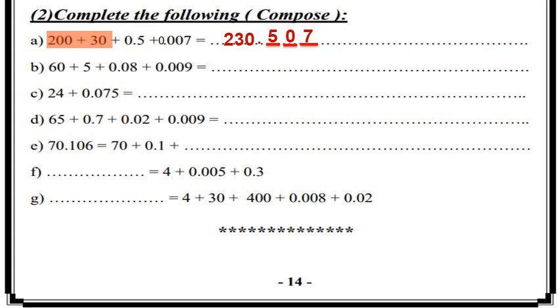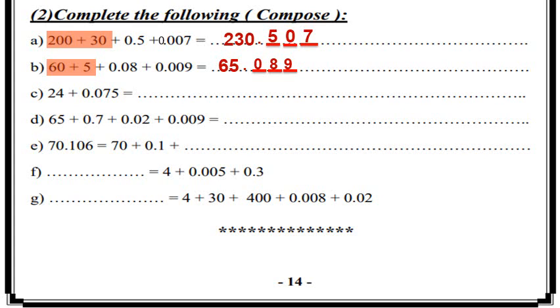In letter B, we have 60 plus 5 plus 0.08 plus 0.009. I have 60 plus 5 as the whole part, which means 65. And then put the decimal point and 3 dashes for the decimal part. The 8 is hundredths, or the second decimal place. 9 is in thousandths, or the third decimal place. And now the tenths place is empty, so we have to put 0. So the number is 65 and 89 thousandths.